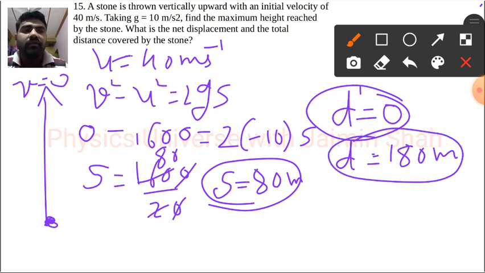Sorry, here by mistake, 80 plus 80, that is 160 for the whole journey. So the distance is 160 meter for the whole journey of that stone.